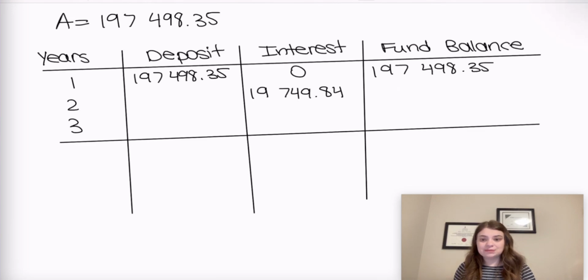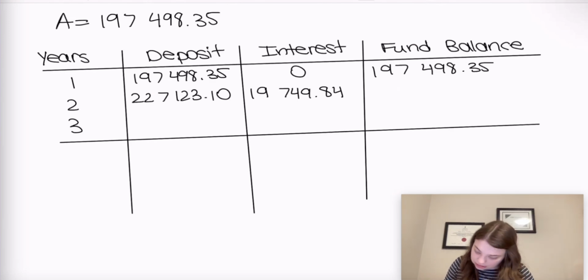Now, what is our next deposit? Well, the next deposit has to be 15% more than the previous deposit. So I'm going to take that previous deposit amount, which is $197,498.35, and I'm going to multiply that by 1.15 to get 15% more for the next deposit, which is going to be $227,123.10. And then I'm going to multiply that by 1.15 again to figure out our final deposit, which is $261,191.57.